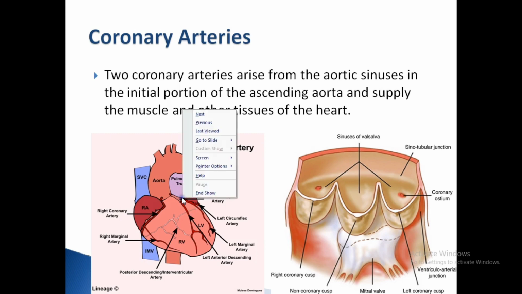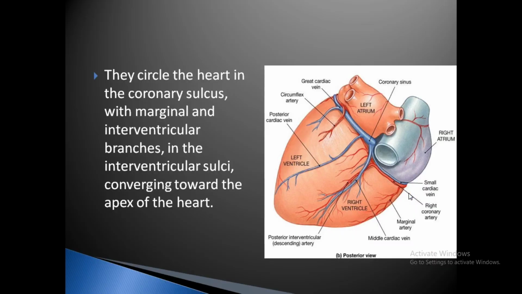Now if we have a look at the aortic sinuses, in the picture these are the two aortic sinuses, that is the right coronary cusp and the left coronary cusp, from where the two coronary arteries, the right coronary artery and the left coronary artery, arise. And from where do they arise? They arise from the initial portion of the ascending aorta, and it is the main supply of the heart.